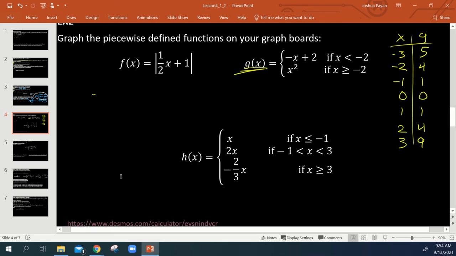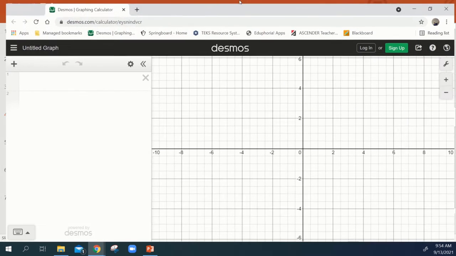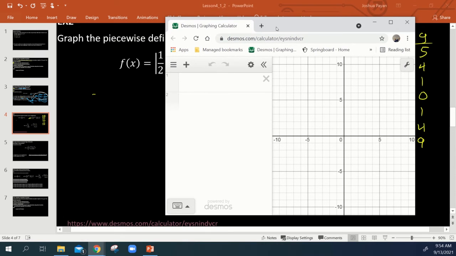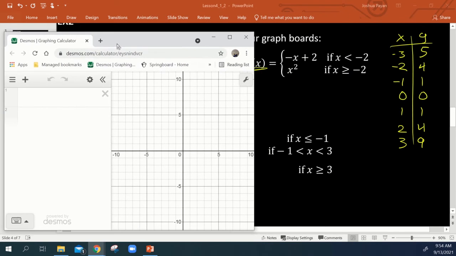Okay, and if we look at a graph again, and I don't know why I keep closing it if I'm just going to open it again. But if we look at a graph again, and we follow what this is saying: -x plus 2 if x is less than -2.